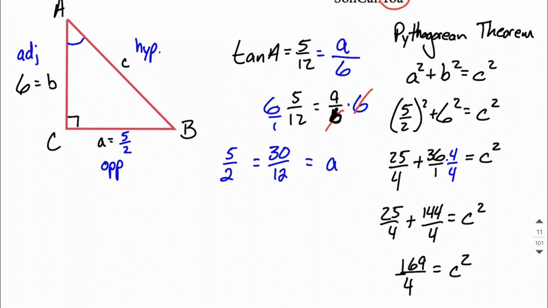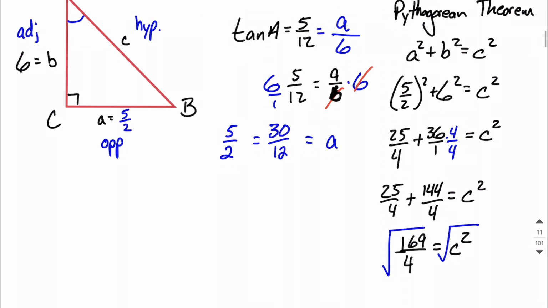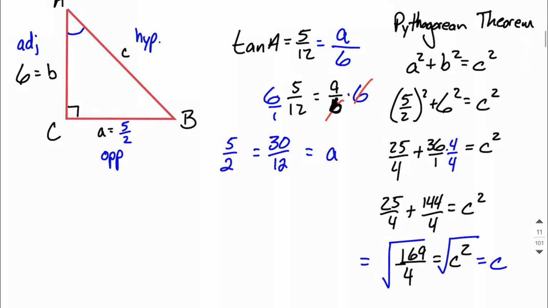Now we still have to get c all by itself. We have to get rid of that square. So let's apply a square root to both sides. Typically when we apply a square root to both sides, we're thinking absolute value, both a positive and a negative case. But in this case, because c is the side length on a triangle, it wouldn't make sense for this to be a negative value. So we end up with c on the right-hand side, and we can apply a square root to the numerator by itself.